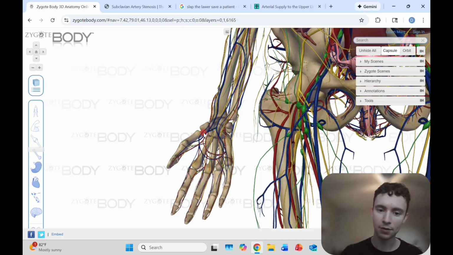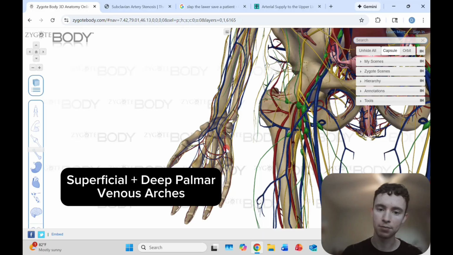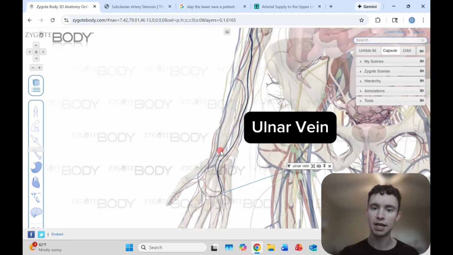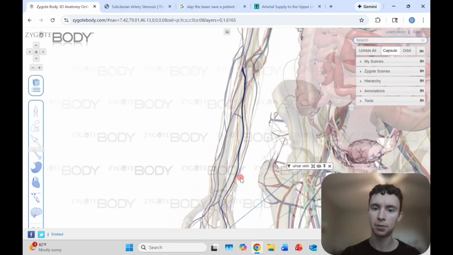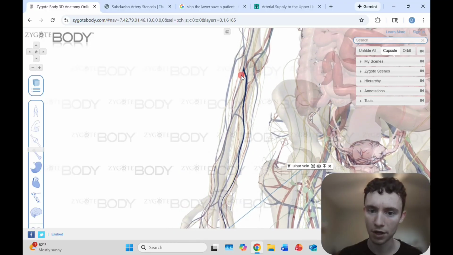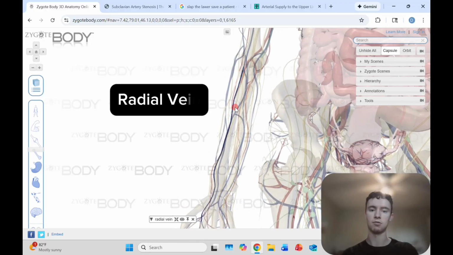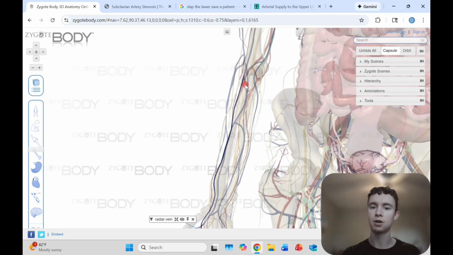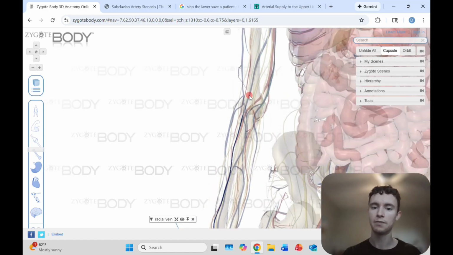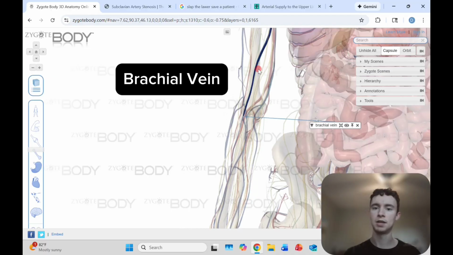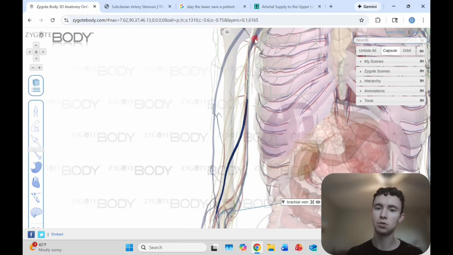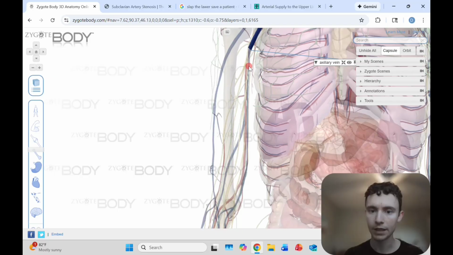So it has the same thing. We can see these arches, the superficial and deep palmar arches, which are made from the ulnar vein right here. And similarly, we can follow that ulnar vein up. And similarly with the brachial artery, here's our radial vein. So the radial and the ulnar vein make those arches again, and they will come up to drain into the brachial vein, appropriately named, which actually goes up and then eventually drains into the basilic vein.